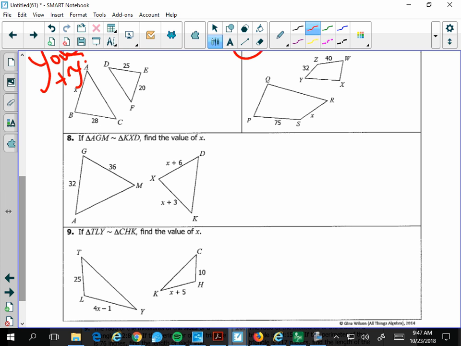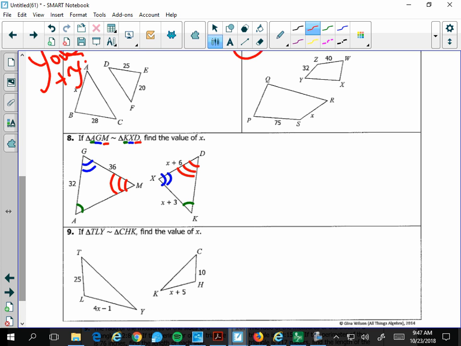Again, I think it's kind of helpful when I look at this to mark up my angles to see what I've got. So I know that A is first in this triangle and K is first in this one, so I'm going to say those two are equal. G is second and X is second in that one, so I'm going to say those are equal. And then I've got M third and D third. And that's going to help me set this up.